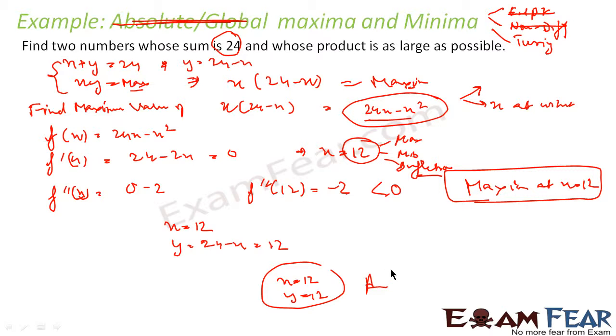So this is how we solve this. And the general rule is, if you have a number n and you want to divide it in such a way that the product is maximum, you just split it into two equal halves, n by 2 and n by 2.